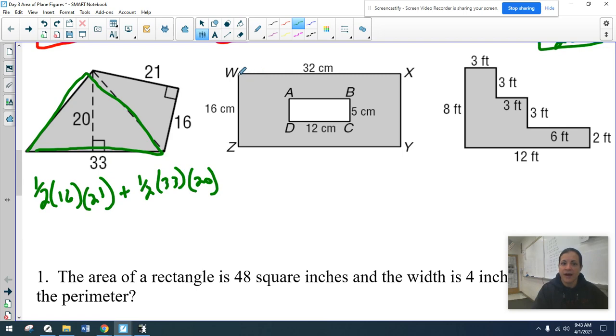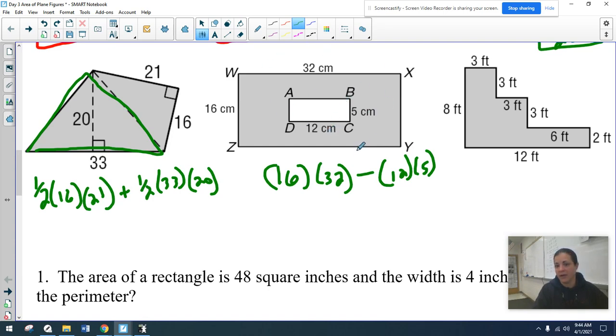Okay, over here, I need area of the big rectangle, which is base times height. And if I only want the shaded region, I need to get rid of the area of the little white triangle, which means I'm going to minus 1/2 times 12 times 5. Okay, so you want to get rid of the white part, keep the shaded part.